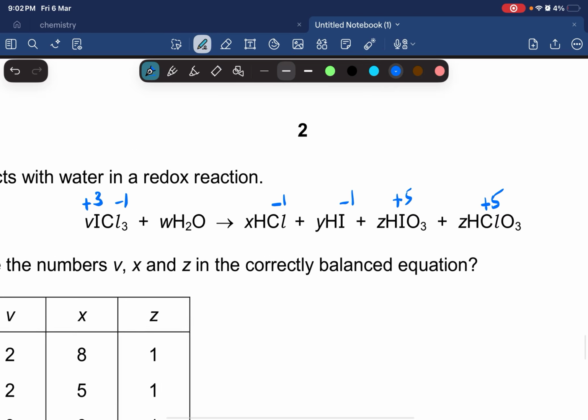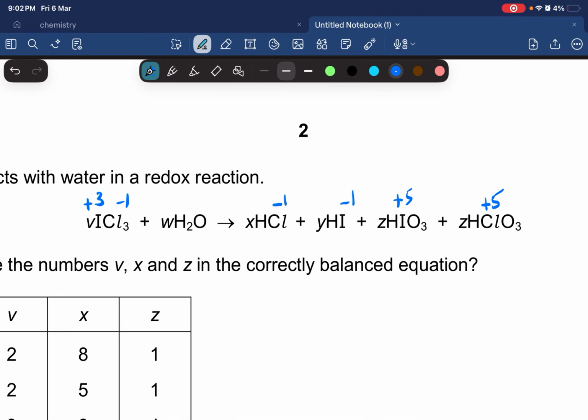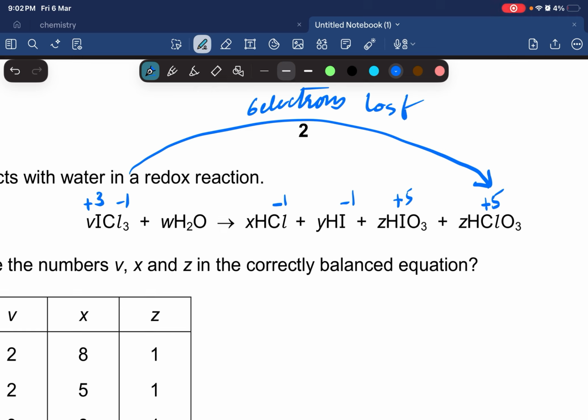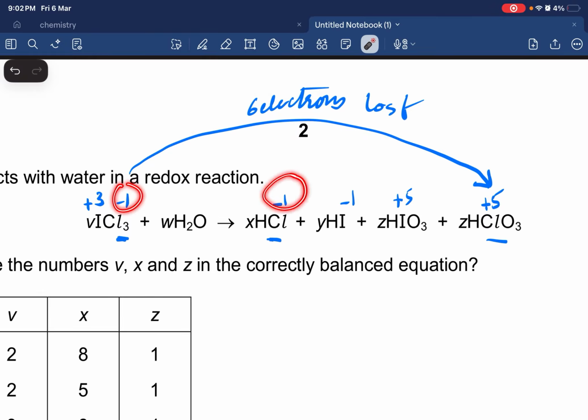Okay, so what's happening is that a lot of redox is happening. Chlorine is going from a negative 1 to a positive 5. So how many electrons in total is chlorine losing or gaining? A total of 6 electrons, I think, are being lost. 6 electrons lost. Okay. So there are 3 chlorines, and over here we have 2 chlorines. 1 chlorine is doing nothing, the oxidation number stays the same, but 1 chlorine is losing 6 electrons.